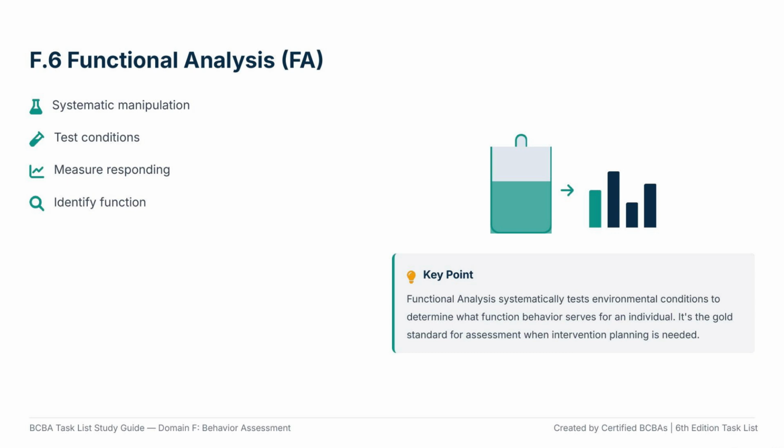Functional analysis systematically manipulates environmental variables. Specific conditions are tested while measuring behavior rates. This allows identification of the function maintaining behavior. FA provides the strongest evidence for treatment selection. It is considered the gold standard for functional assessment.